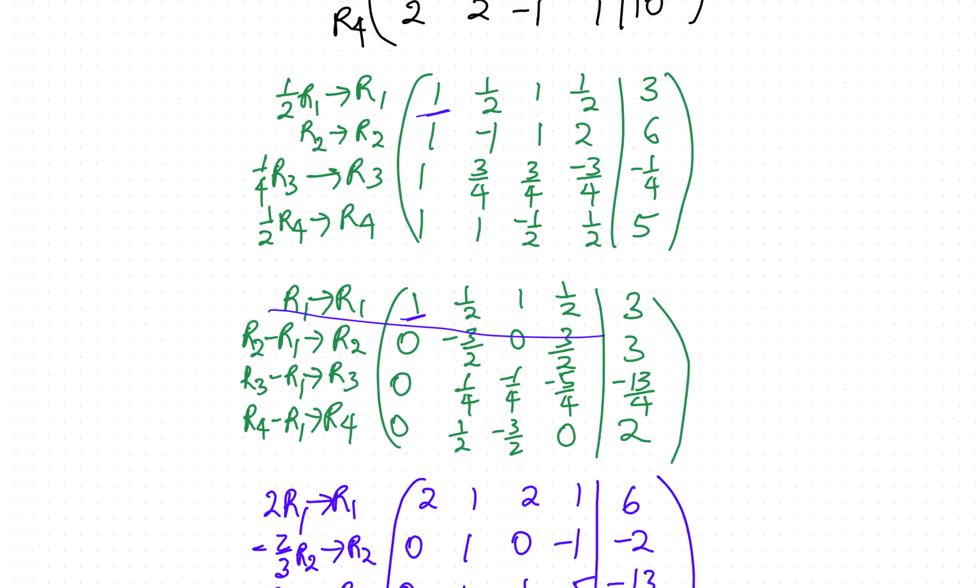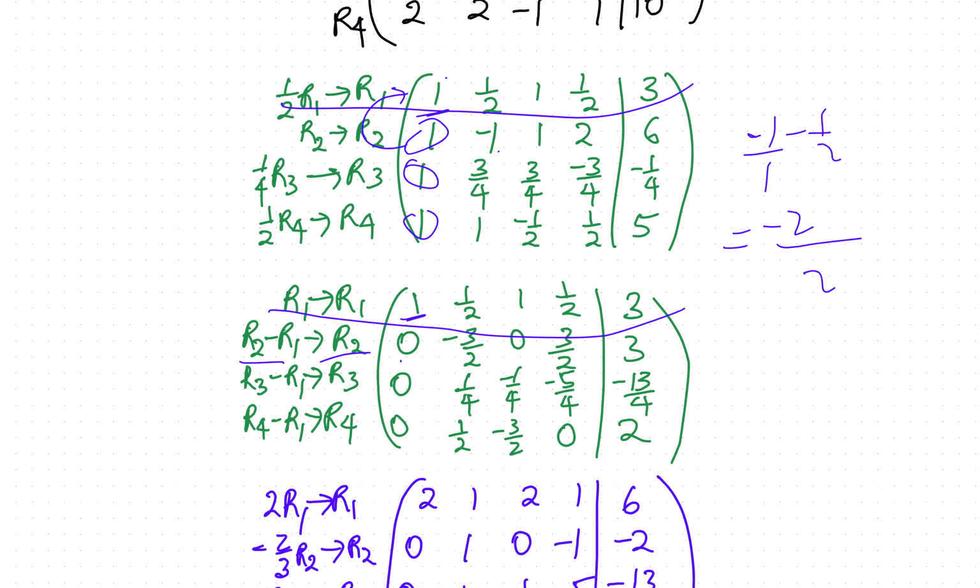But then for row 2, because we need all this to be 0, we have to subtract row 1 from each one. So the new row 2 is the old row 2 minus row 1. So 1 minus 1, 0. Minus 1, minus 1 over 2. That's like minus 1 over 1. LCM is 2. 1 into 2, that's minus 2 minus 1. That's minus 3 over 2. That's why we have this.